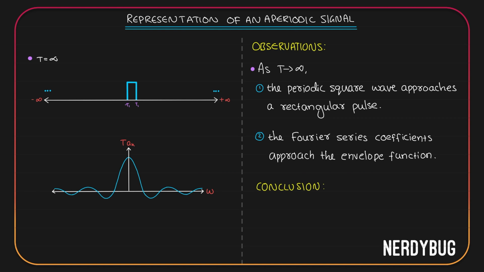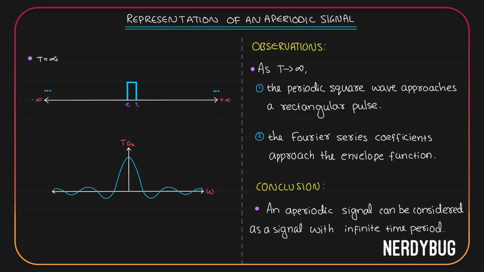We can make two observations here. As T tends to infinity, the periodic square wave approaches a rectangular pulse which is aperiodic. Also, as T tends to infinity, the Fourier series coefficients approach the envelope function. We can make a very useful conclusion from this. It is that an aperiodic signal can be considered as a periodic signal with infinite time period.